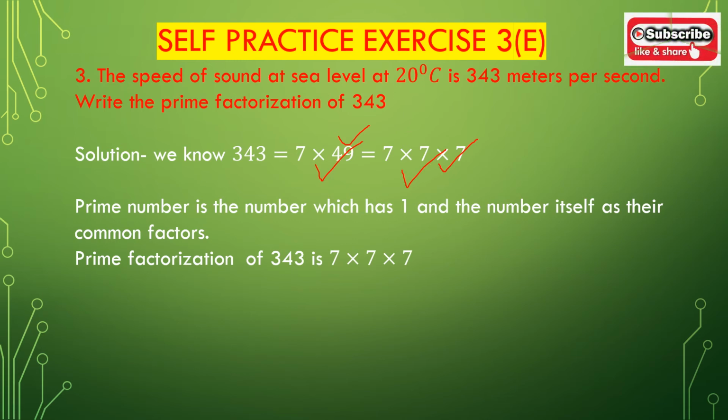So the prime factorization of 343 is 7 multiplied with 7 multiplied with 7. 7 multiplied with 7 is 49. 49 multiplied with 7 is 343. So the prime factors of 343 are 7 multiplied with 7 multiplied with 7. This is the product of prime factors of 343.